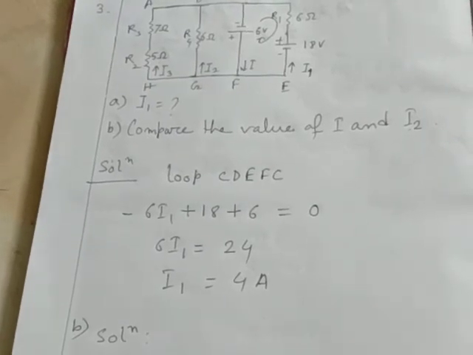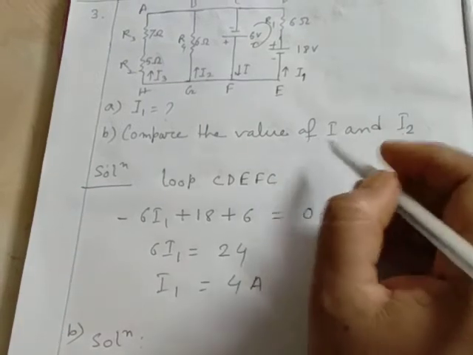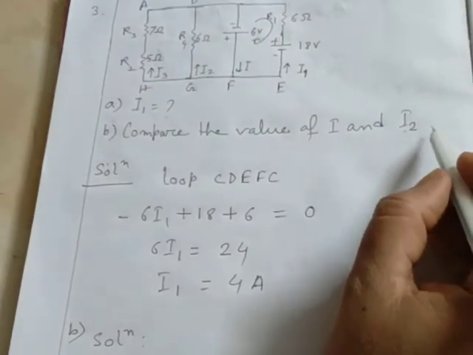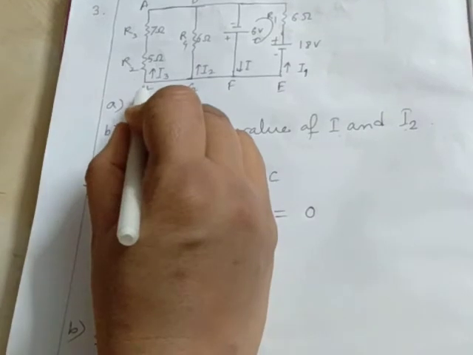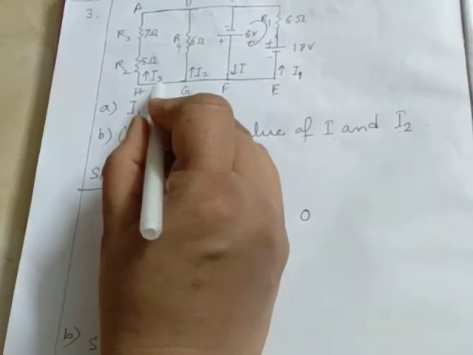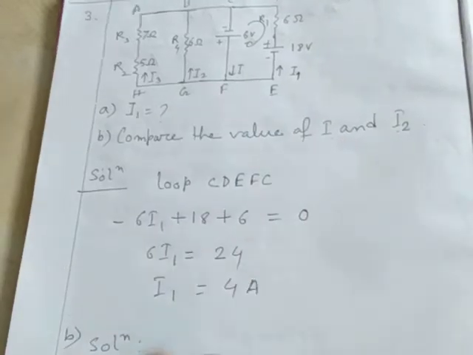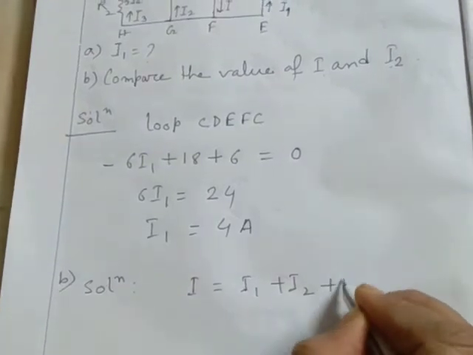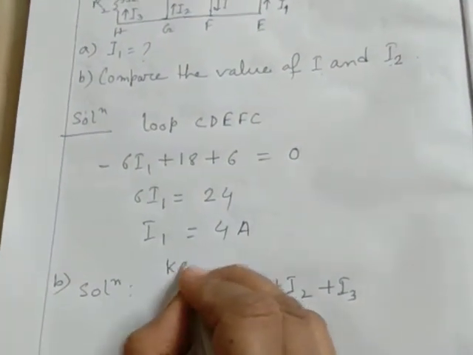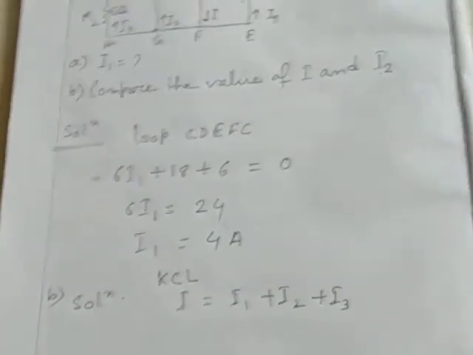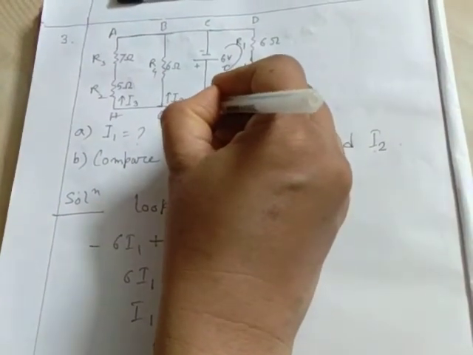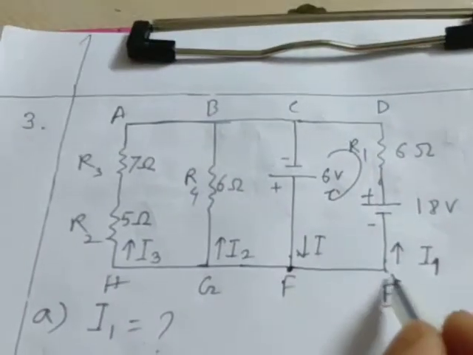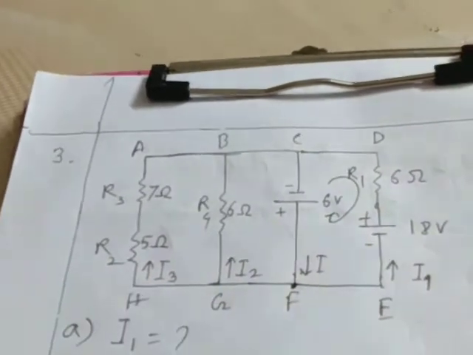For doing part B, we have to make a comparison between the value of I and I2. That means we have to find out I2, I3, and if we don't find the value of I3, we will not find the value of I, because I equal to I1 plus I2 plus I3. That is by applying KCL, Kirchhoff's current law. Look at this point. If we take this node, that means at the node F, I is incoming and outgoing is I1, I2 and I3. So I equal to I1 plus I2 plus I3.